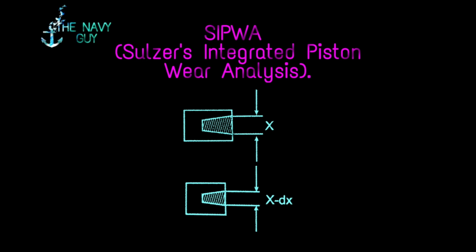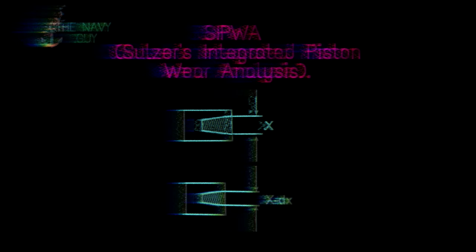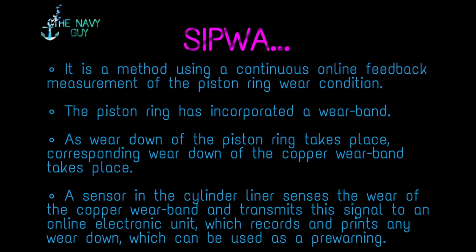SIPWA, Sulzer's Integrated Piston Wear Analysis. It is a method using a continuous online feedback measurement of the piston ring wear condition. The piston ring has incorporated a wear band. As wear down of the piston ring takes place, corresponding wear down of the copper wear band takes place. A sensor in the cylinder liner senses the wear of the copper wear band and transmits this signal to an online electronic unit, which records and prints any wear down, which can be used as a pre-warning.